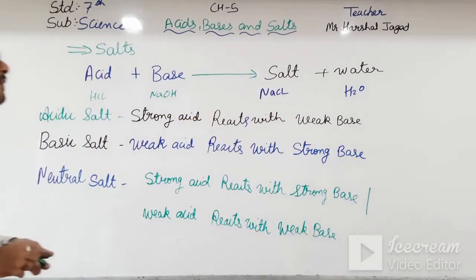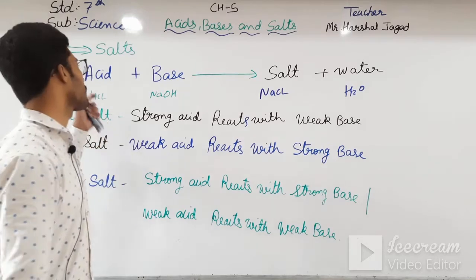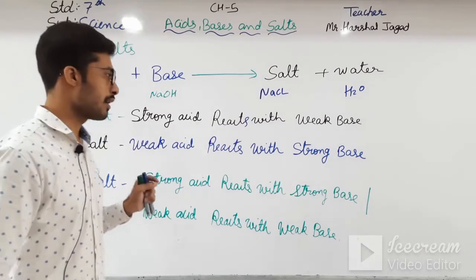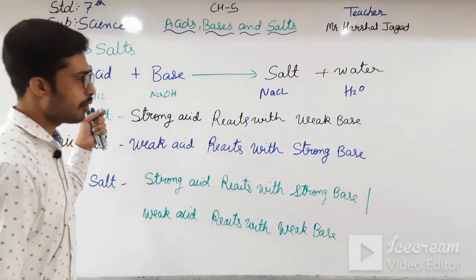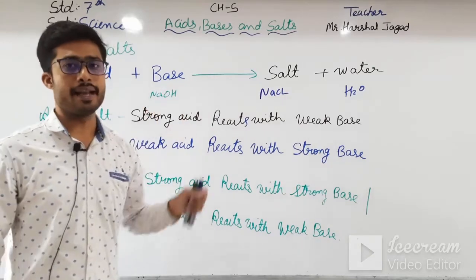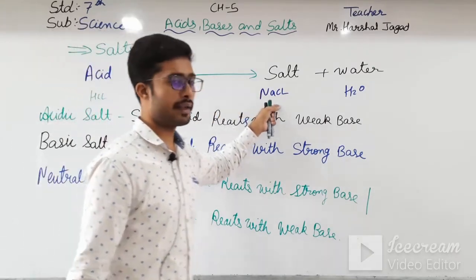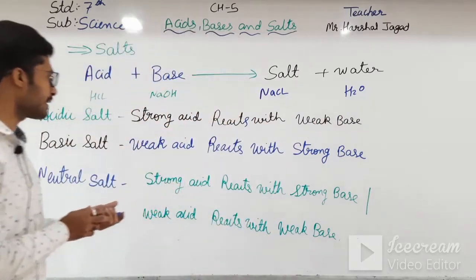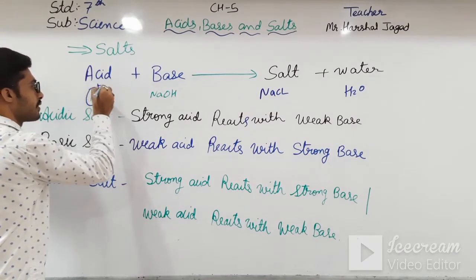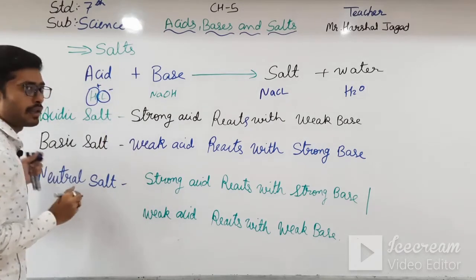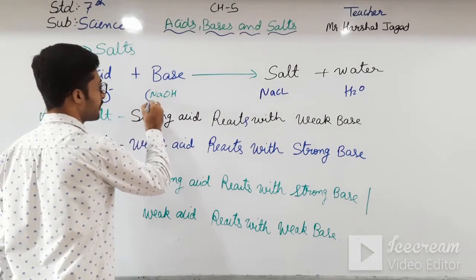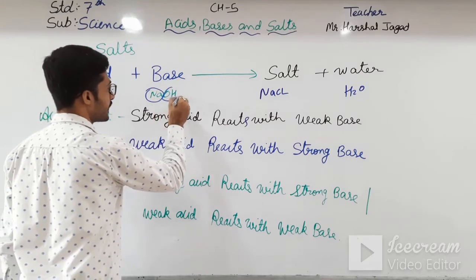Okay students, so in the previous video we talked about salt, that is how salt is formed. First of all, acid plus base gives us salt plus water. And we have also seen an example of our common salt, that is when HCl and NaOH react, then we get salt, that is NaCl and H2O. How do we get NaCl? So from here, the positive H and this negative Cl.